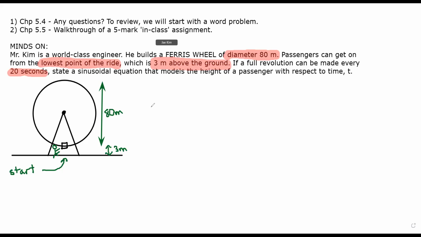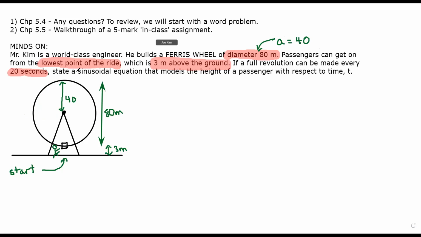Take a look. If a diameter is 80, that implies that the radius is going to be 40, right? So from the midline, I'm going up 40, coming back down, and then down 40, coming back up 40, and so on and so forth. In other words, for a circular motion, the radius is the same as the amplitude. So this diameter will tell you that the amplitude is 40 right off the bat.